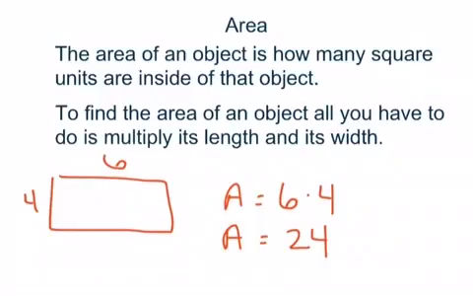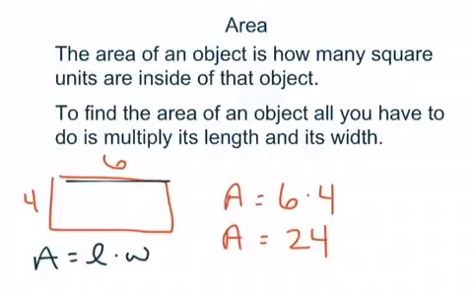Area of an object is how many square units are inside of that yard. So once again, I go back to my backyard illustration. The perimeter is the fence around the yard. Well, the area is the yard itself. How much area do you have inside of that yard? How big is that yard inside? Well, to find the area of an object, all you really have to do is multiply its length and its width. So a lot of times we talk about the formula that area equals length times width, and we'll be using that a lot in class.